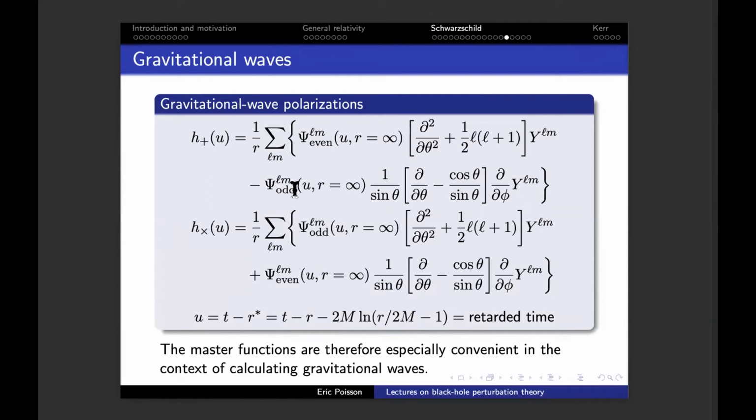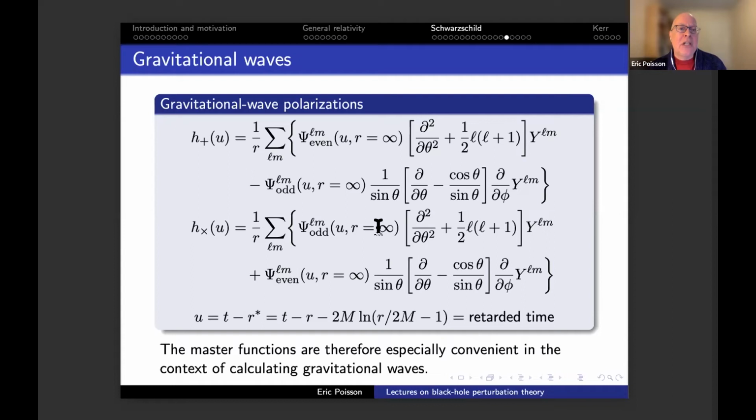Sorry, let me finish the thought. So you can calculate the two gravitational wave polarizations directly from the behavior of the master functions at infinity. And when I say infinity here, I really mean the limit where r goes to infinity, but as a function of retarded time, where retarded time here is defined to be t minus r minus logarithmic corrections that account for the gravitational delay that's encountered by gravitational waves as they propagate out of the space-time from the place where the source is to where you measure them at infinity.